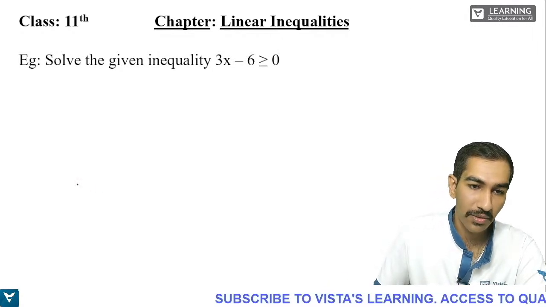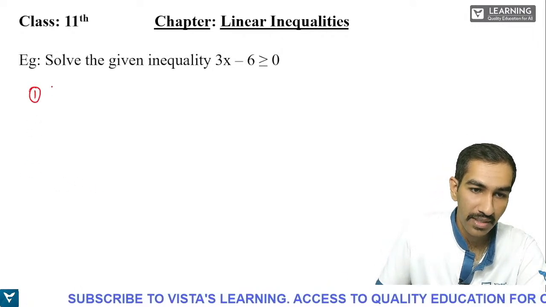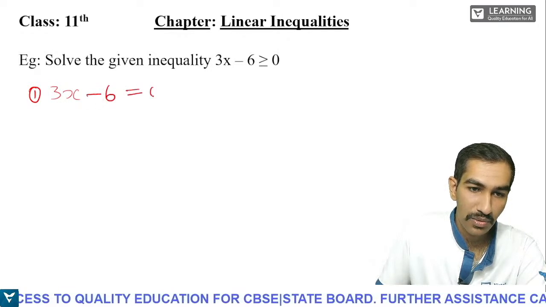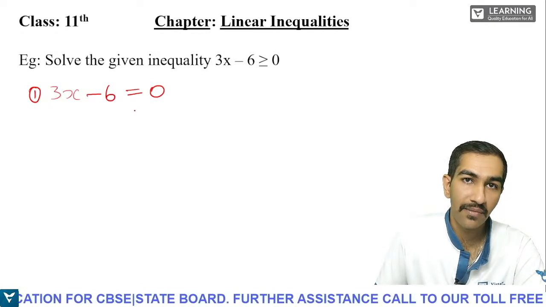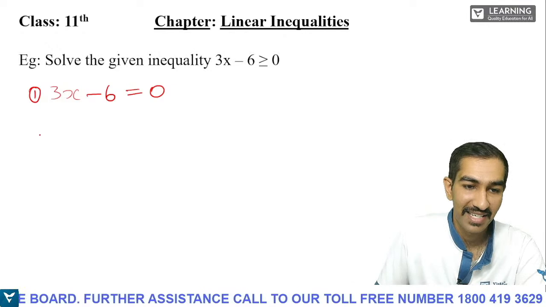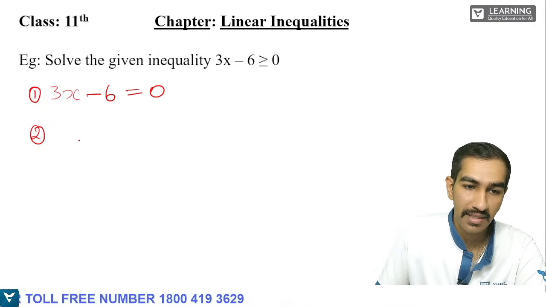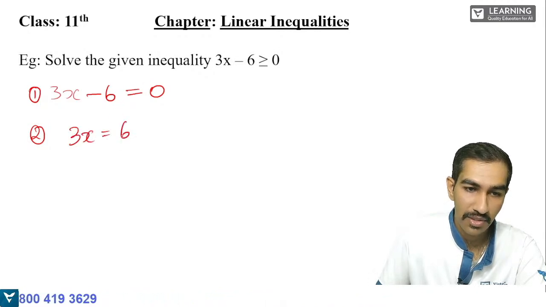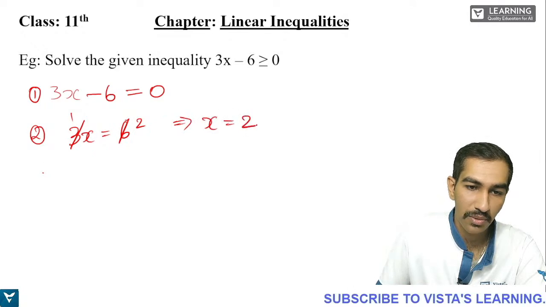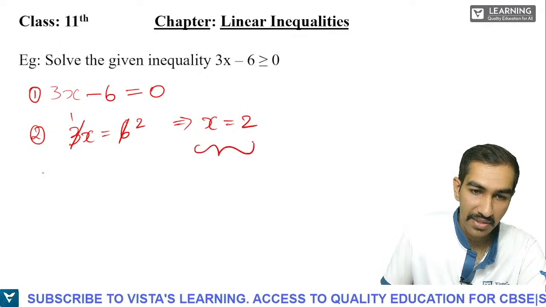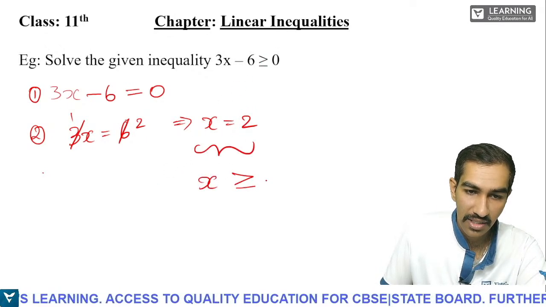What is the very first step you have to do? Convert this into an equation. How do we convert? 3x minus 6 is equal to 0. Converted. Now find out x and y. Y is not there, so only find out what x is. The second step will be to find x. Send 6 to that side, it will become plus 6. So that will become 3x is equal to 6. 3 1s are 3, 3 2s are 6. So finally here you got x is equal to 2. Correct. But what is the inequality here? Greater than or equal to, right? So this can be written as x is greater than or equal to 2.